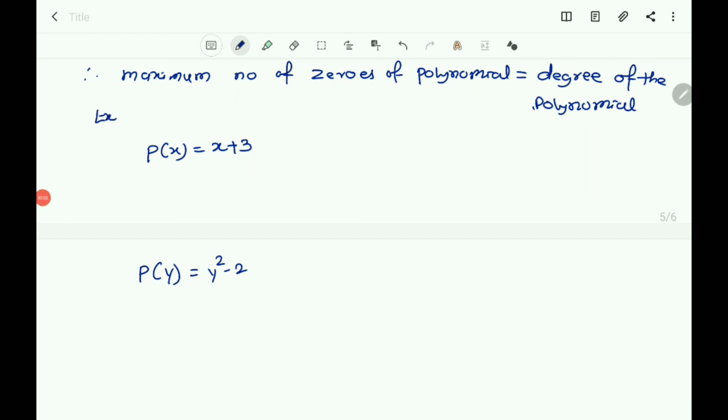Let us take some examples here. Consider the polynomial p of x equals x plus 3. If you take x equals minus 3, then p of minus 3 becomes minus 3 plus 3, which equals 0. Therefore, x equals minus 3 is a 0 of the polynomial p of x equals x plus 3, because p of minus 3 is 0. So x equals minus 3 is called the root of the polynomial x plus 3.